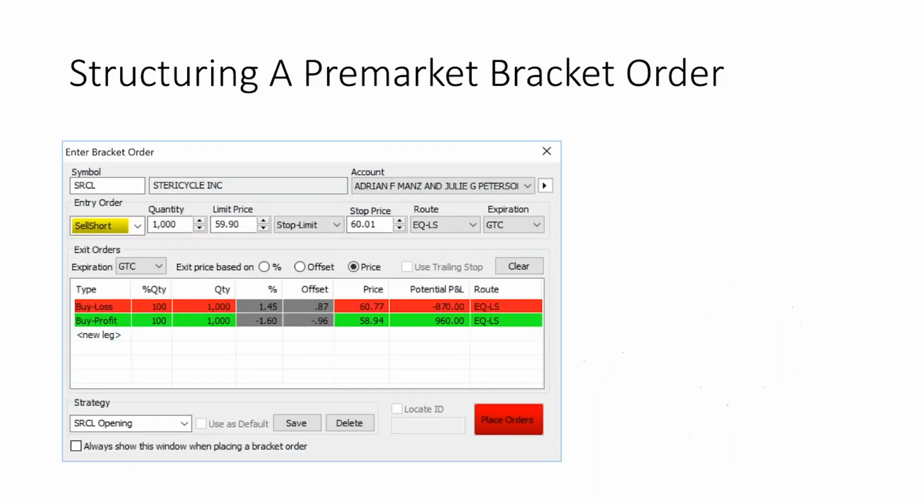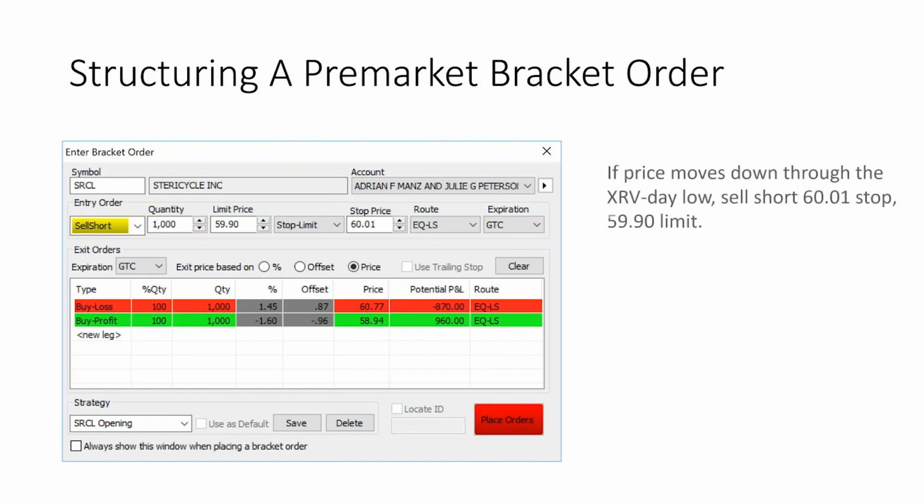So I can set these up a couple different ways, and this will apply to just about any kind of trading software. You're going to have either bracket orders, OCO orders, or conditional orders. All these things accomplish the same thing. In this case, if I'm using a bracket order, what this allows me to do is say, if I move down through that XRV day low, that Fastball Setups low price, then I'm going to sell short at $60.01 stop and $59.90 limit.